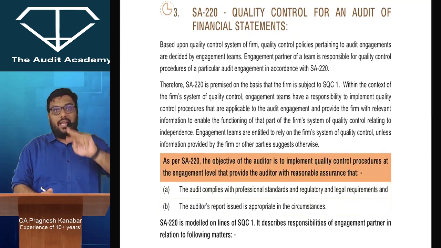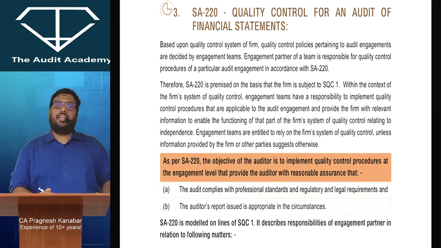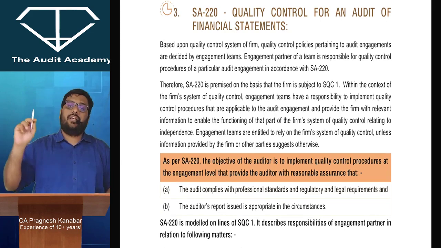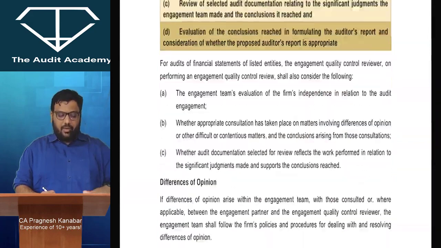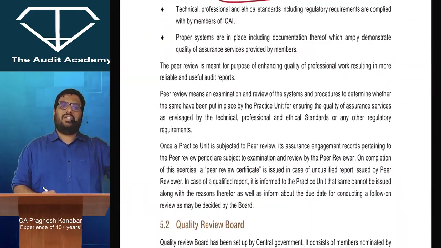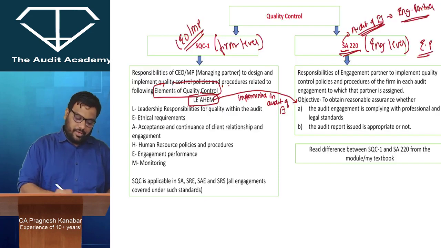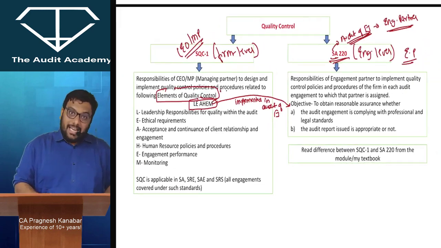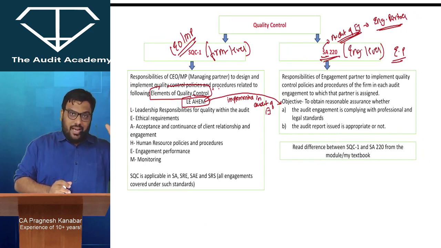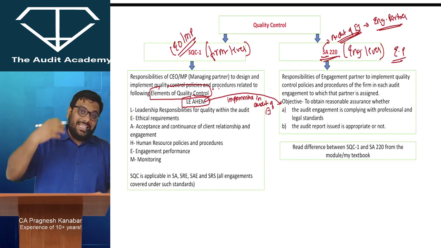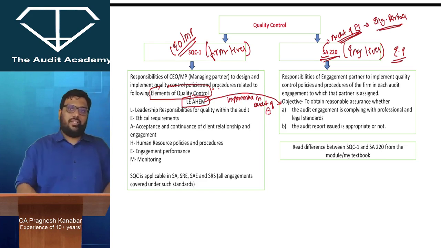In SA220, again, they are discussing those six elements. But how to implement that in the audit of financial statements and what will be the responsibility of the engagement partner, that is discussed at the engagement level there. And after these six elements are over, you will see some more practical discussion on various quality review mechanisms. I'll talk about that in the last 2 minutes. So everyone, 6 elements in SQC1: policies and procedures to be designed and established by the CEO and the managing partner. 6 elements in SA220: how the engagement partner is going to implement them in the audit of financial statements.